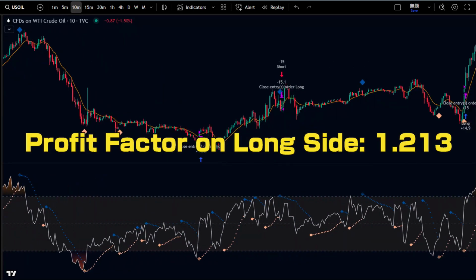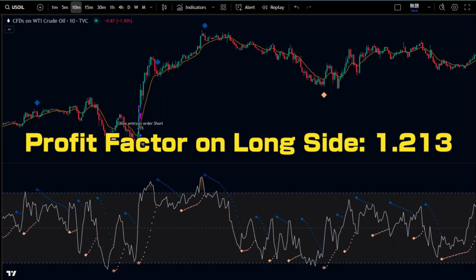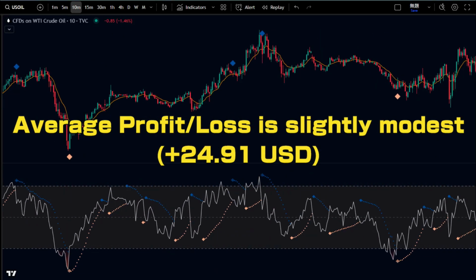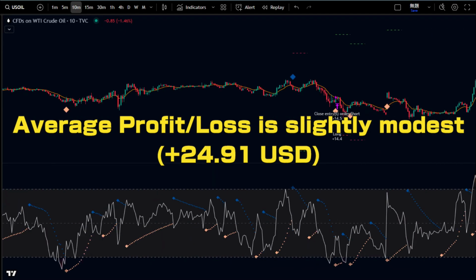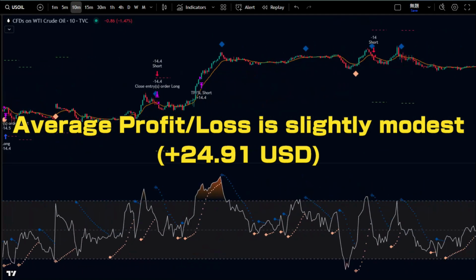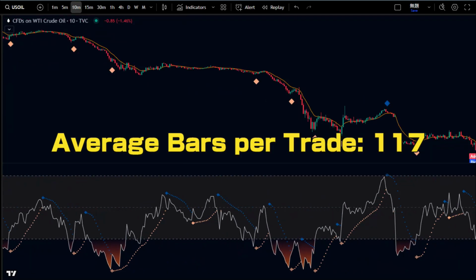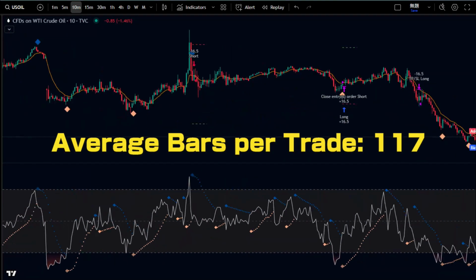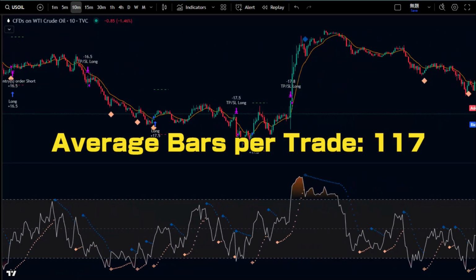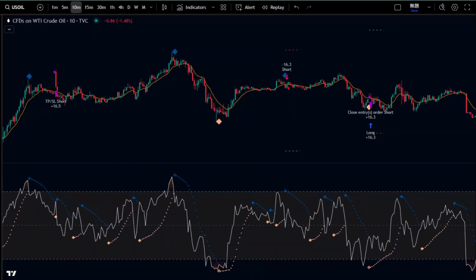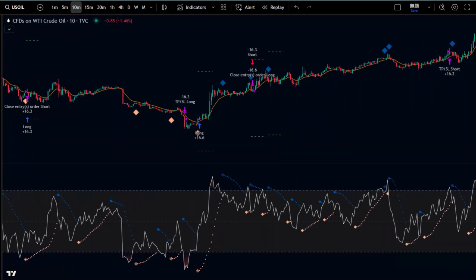Areas for improvement. The profit factor for long positions is a bit weaker at 1.213. Also, with a modest average profit/loss of $24.91, there's room to improve profitability by refining trade selection and take profit timing. An average of 117 bars per trade is slightly long, which could lead to increased drawdowns during high volatility markets. Suggestions for improvement.